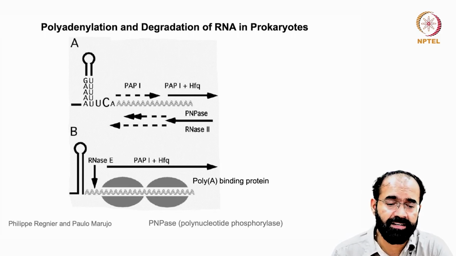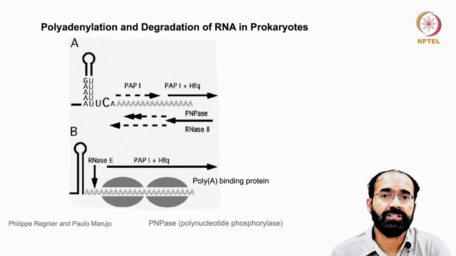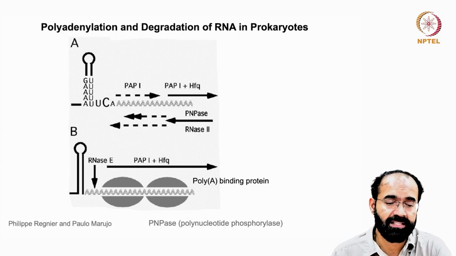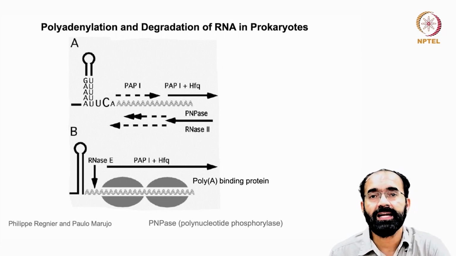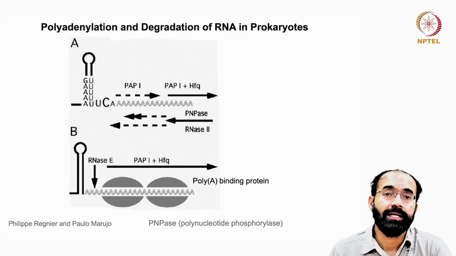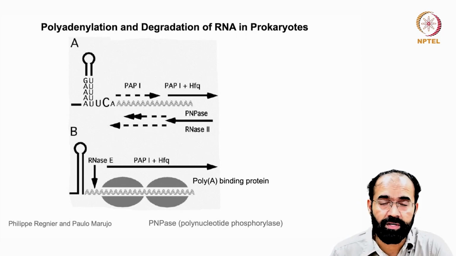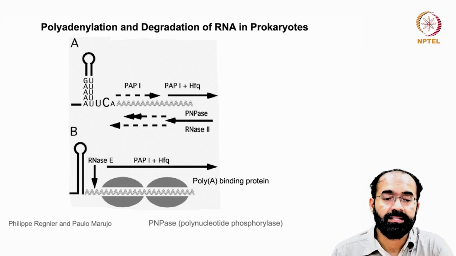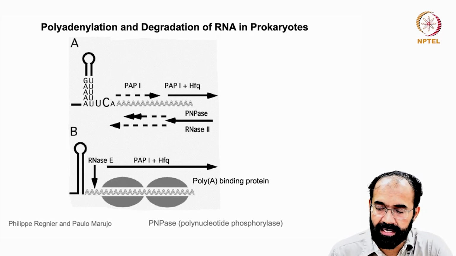RNase E, when it cleaves between the RNA and the polyA tail part, can trigger a full-fledged degradation of this RNA by various exonucleases. So we should understand that polyA polymerase interacts with other proteins to facilitate this whole process of polyadenylation.